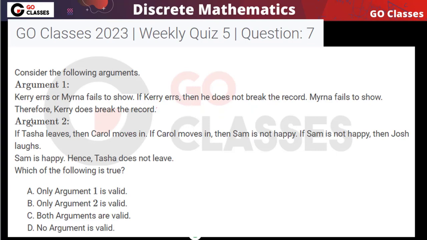This is a question from arguments in propositional logic. Consider the following two arguments. Logical arguments are given to you.